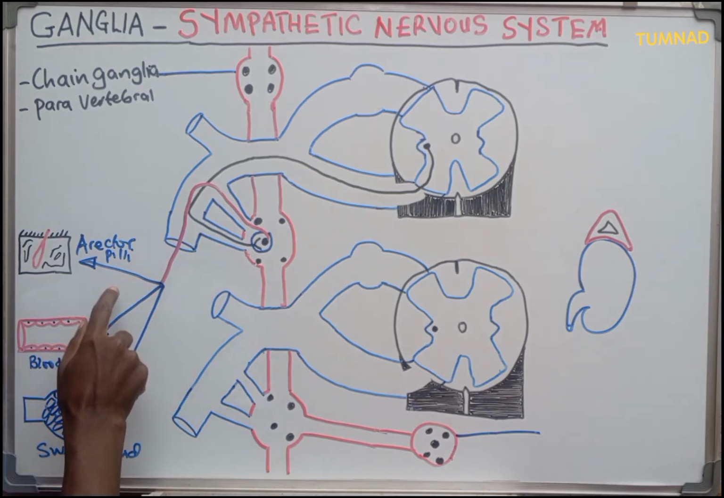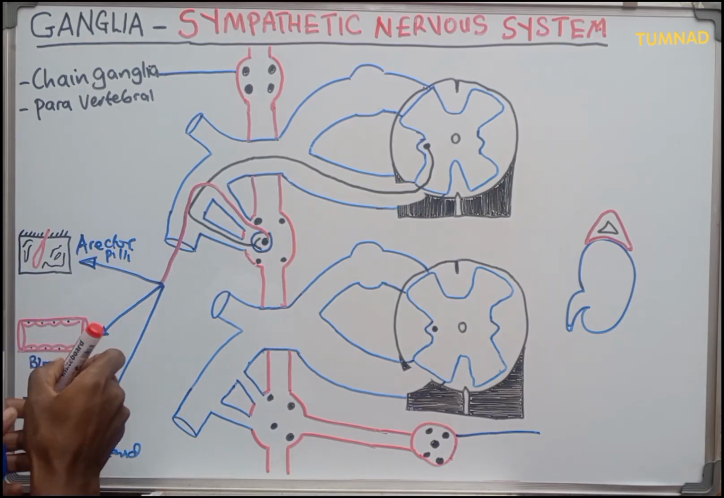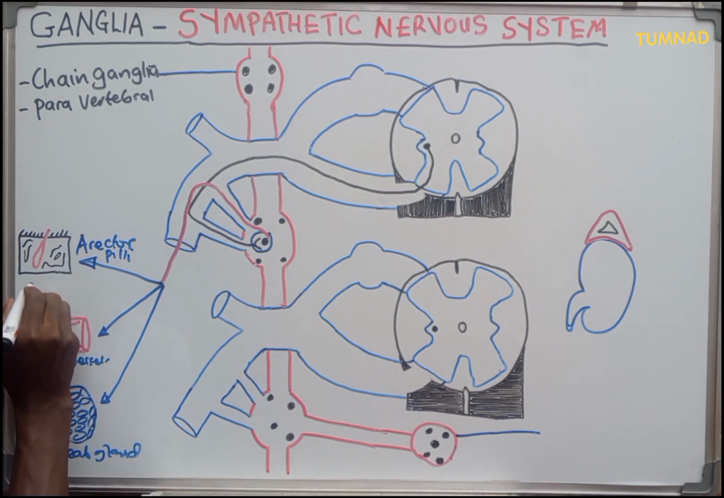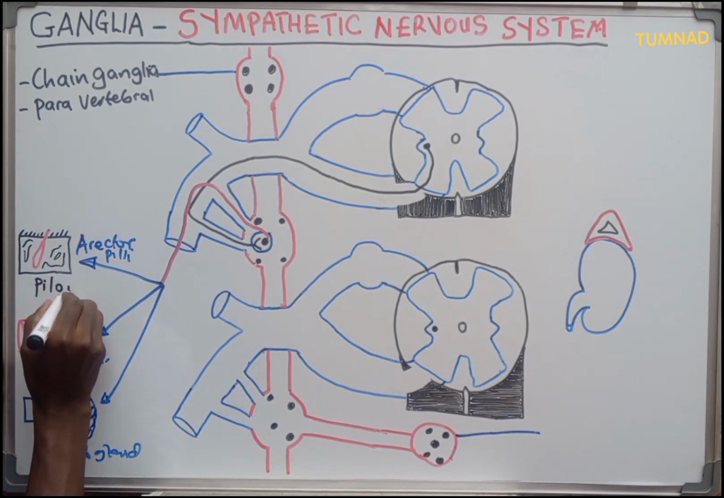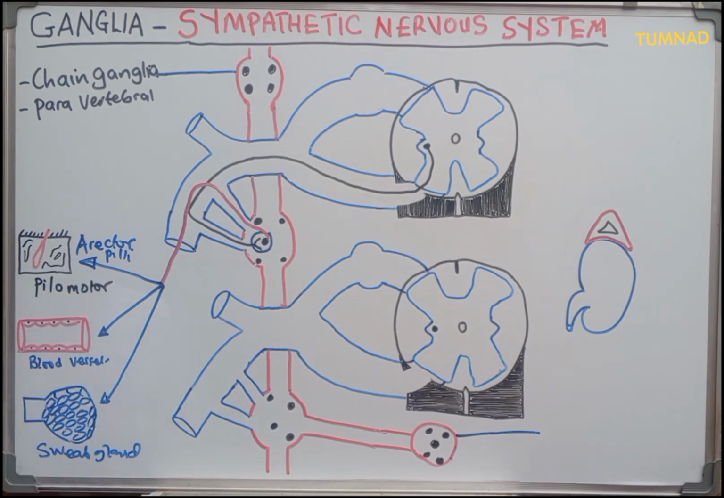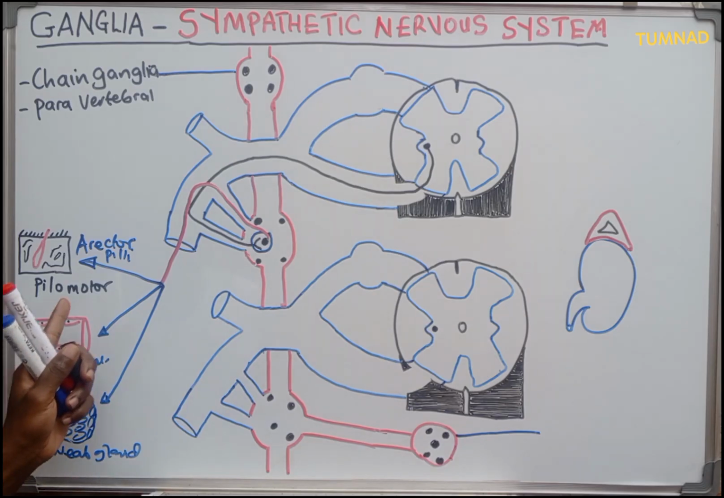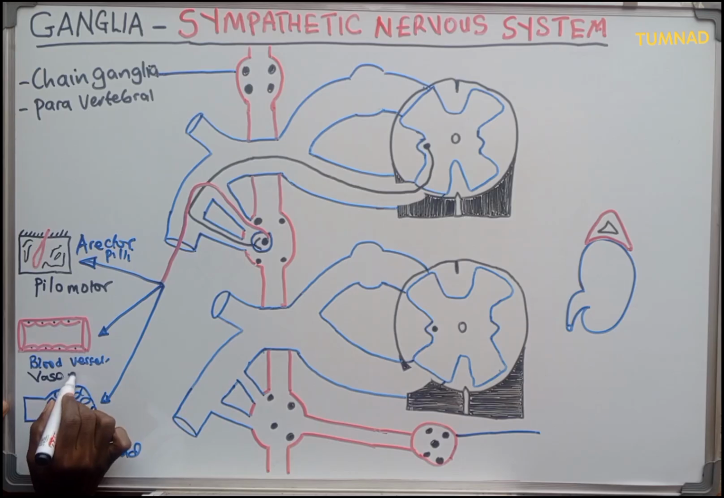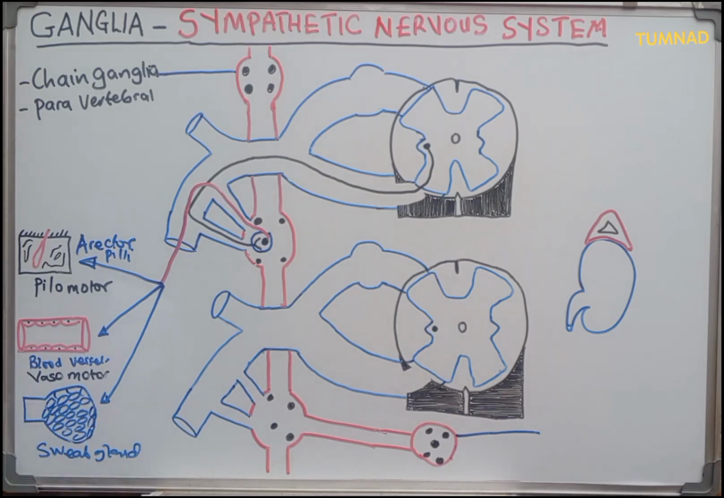Now these fibers, for the case of the arrector pili, qualify to be what we call the pilomotor fibers. And then these ones which are going to the blood vessels can just be called vasomotor. And then these fibers which are going to the glands can just be called the pseudomotor.